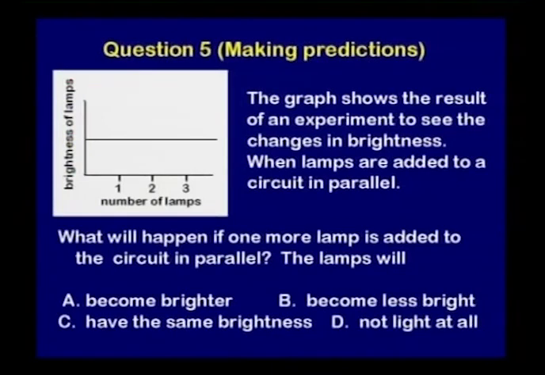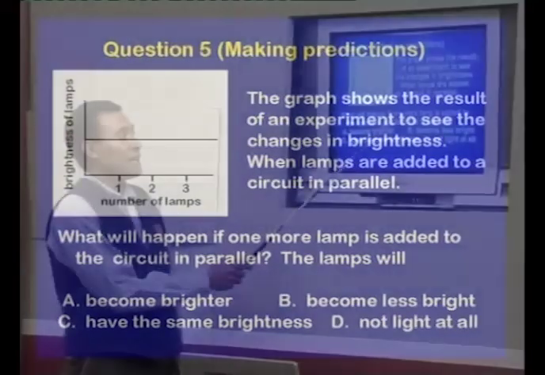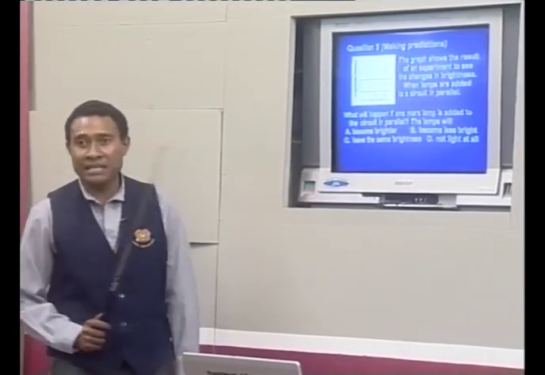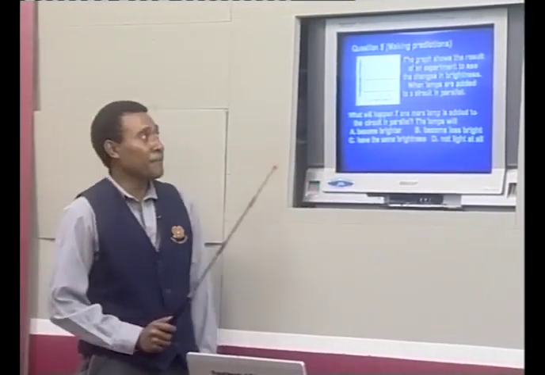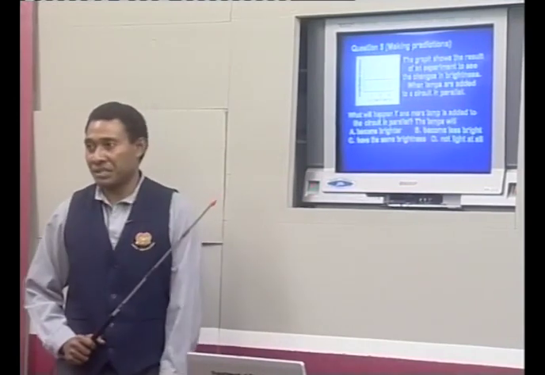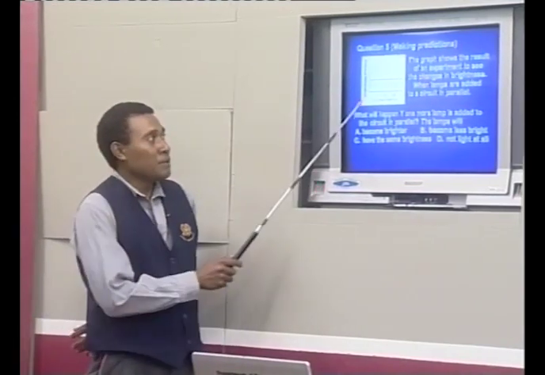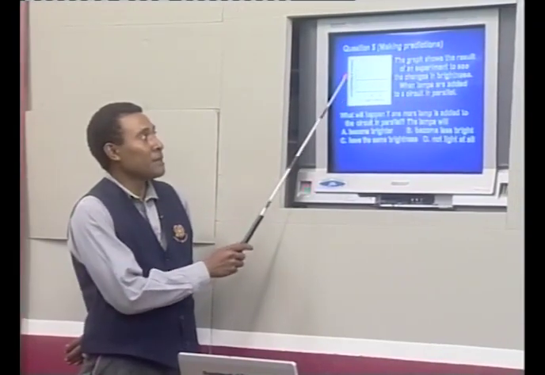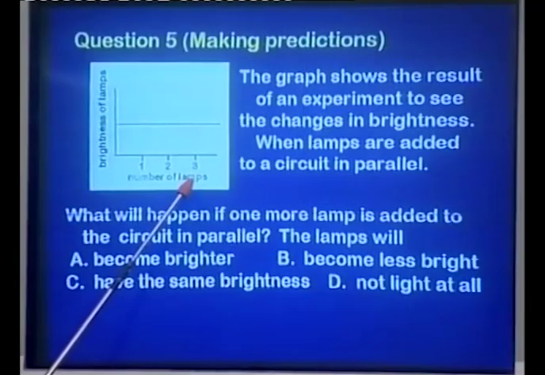I'll look up question 5, receiving students. The graph shows the result of an experiment to see the changes in brightness when lamps are added to a circuit in parallel. What will happen if more lamp is added to the circuit in parallel? Now, looking at this type of questions, you will have to make predictions. But you will have to understand the graph shown here. We have the brightness of lamps and the number of lamps.